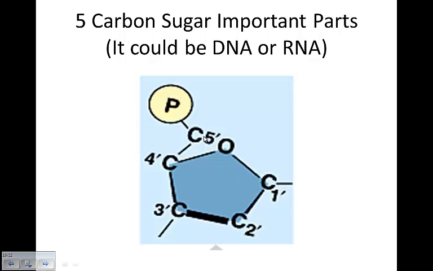So the phosphate's attached to the 5 prime end. The 1 prime is attached to the nucleotide. So this one right here is going to the nitrogenous base. So this one right here is attached to the adenine, thymine, guanine, or cytosine. And then this 3 prime right down here has an open bond. And it's here that becomes the connector site for the next nucleotide.